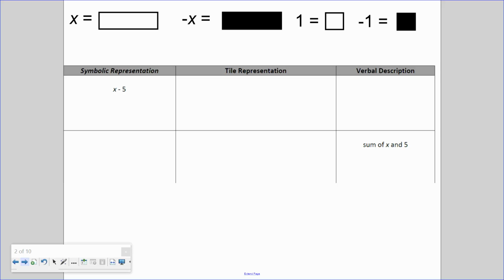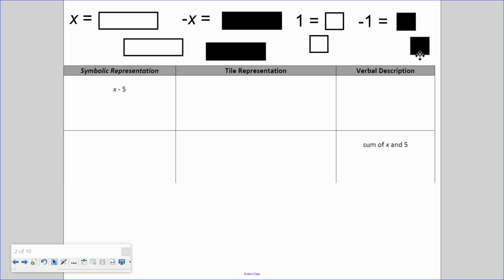All right, so today we're going to be learning how to simplify expressions, but these are called algebra tiles. We're going to be using symbolic representation, tile representation, and verbal description. So according to this, let me erase that. This represents an X. This black rectangle represents negative X. This square represents 1 unit, or positive 1, and this black square will represent negative 1 unit or negative 1.